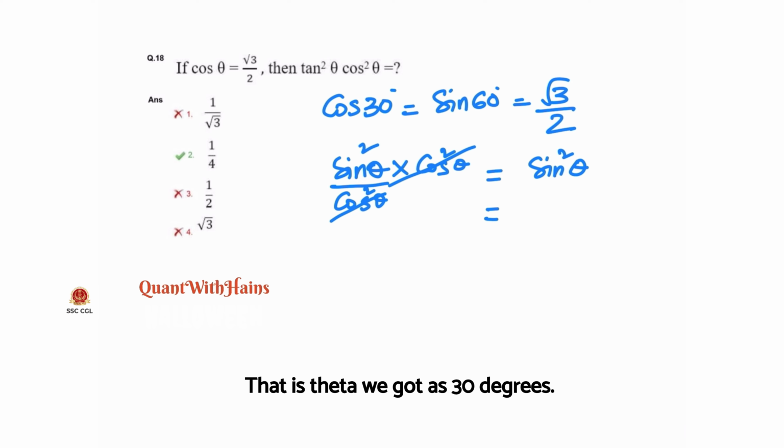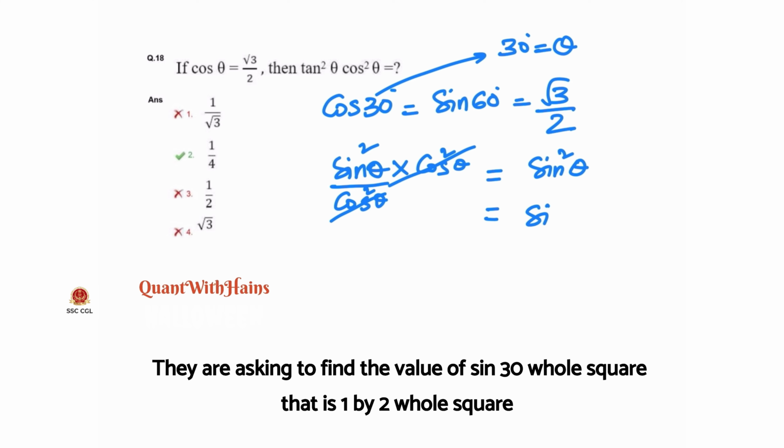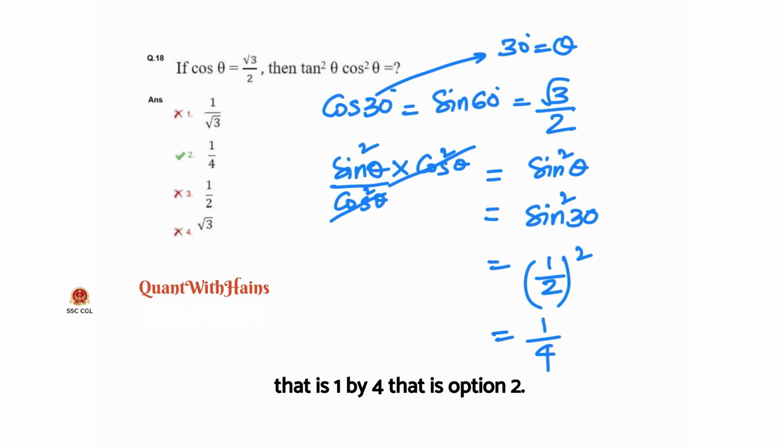Theta we got as 30 degrees. They are asking to find the value of sin 30 whole square. That is 1/2 whole square, that is 1/4. That is option 2.